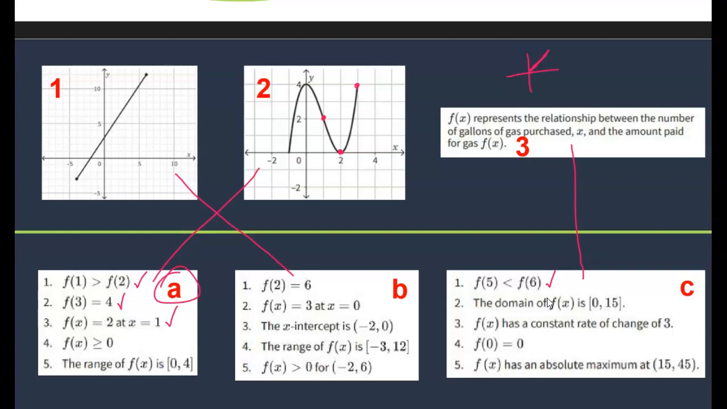The domain of f of x is 0 to 15 inclusive. Well, let's see. The domain is the input, the number of gallons of gas purchased. What's the valid inputs for that? So I think what it's telling us here maybe is that you can put in 0 gallons of gas, you can put in 1, you can put in 2, you can put in 2.5, you could put in any number up to 15. Why do you think it might stop at 15?